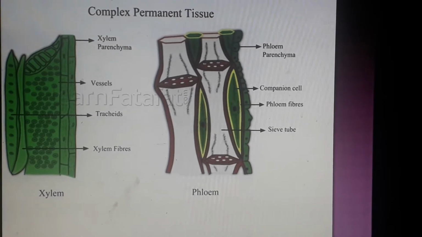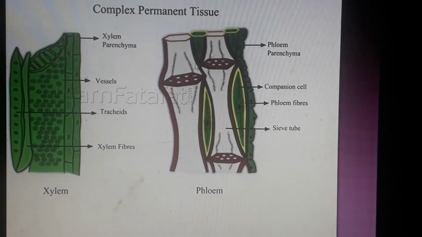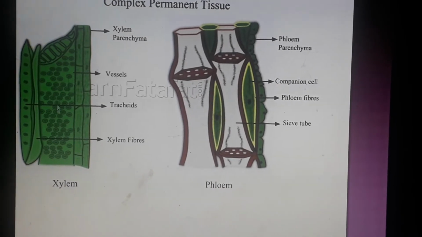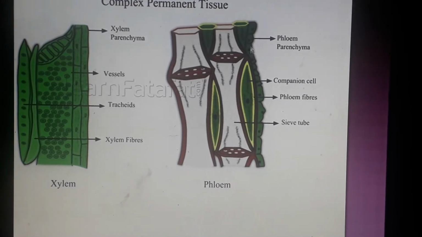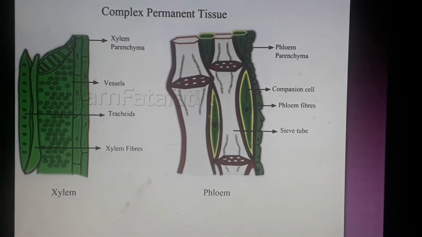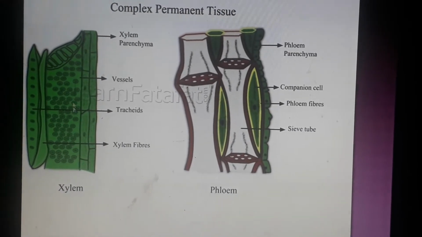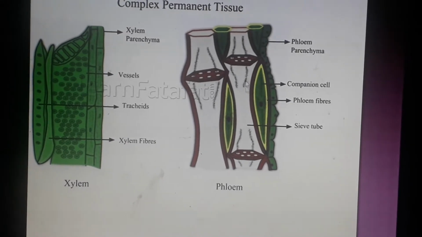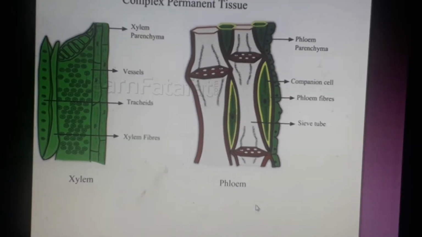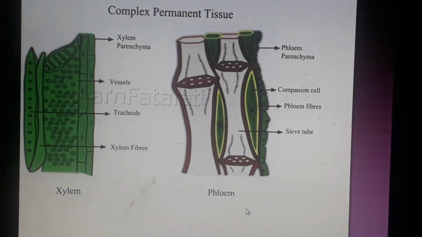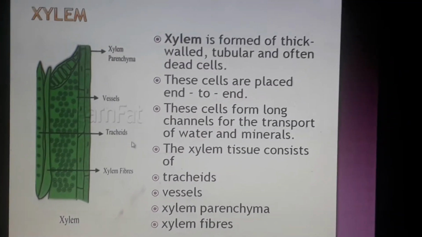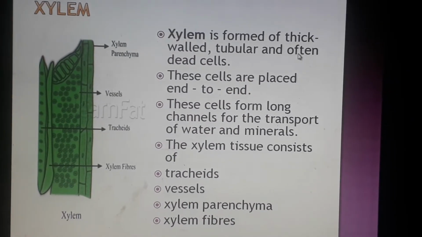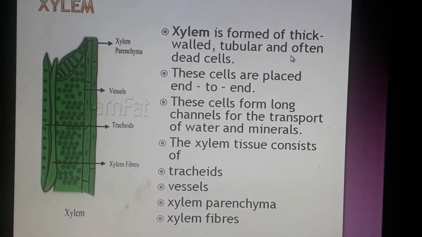Now these are the structure of complex permanent tissues. This is xylem. You can see this is xylem and this is the structure of phloem. Okay. So if a diagram is shown, what is this? You can say xylem and this is phloem. Okay. Let us understand what is xylem and phloem. First, xylem. Xylem is formed of thick-walled, tubular and often dead cells.